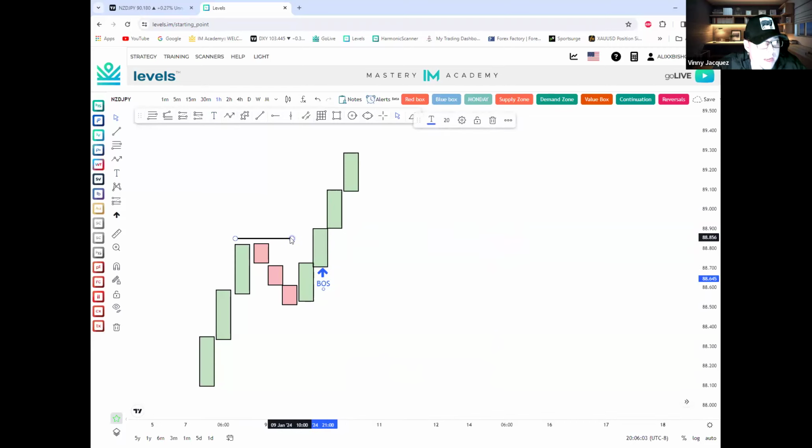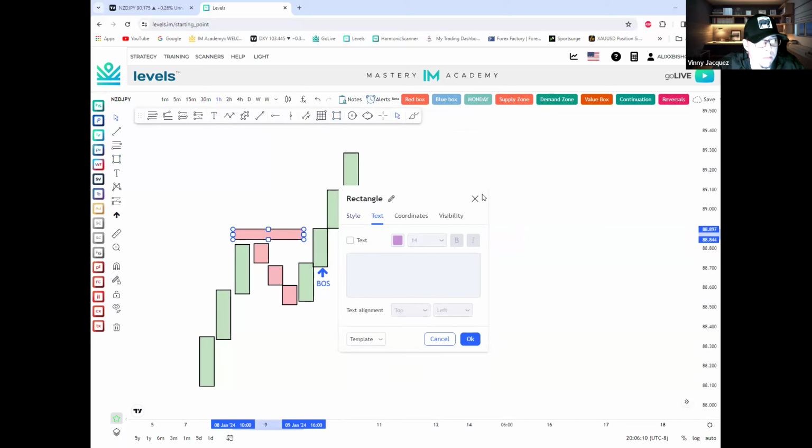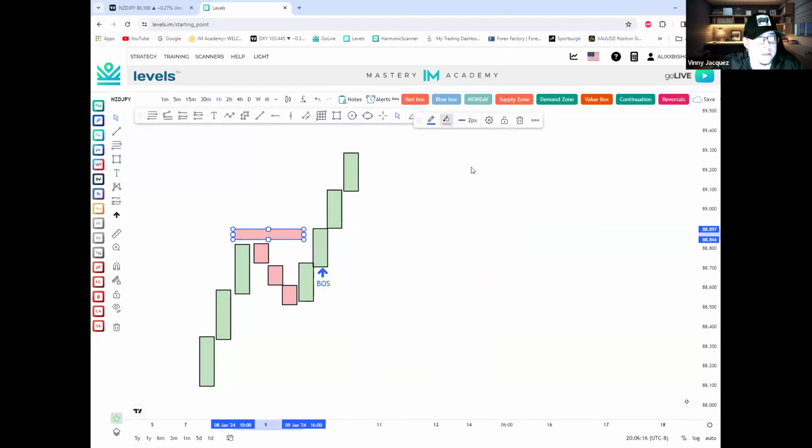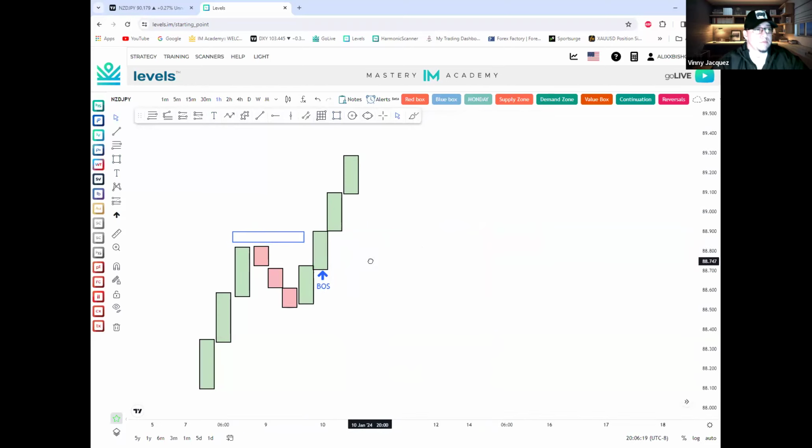Boom. Right, and then levels is gonna help you out and give you a box. So when you see this setup, you should already be thinking continuation. Right, continuation. Let's go ahead. Boom. So this is it right here. This is our setup.